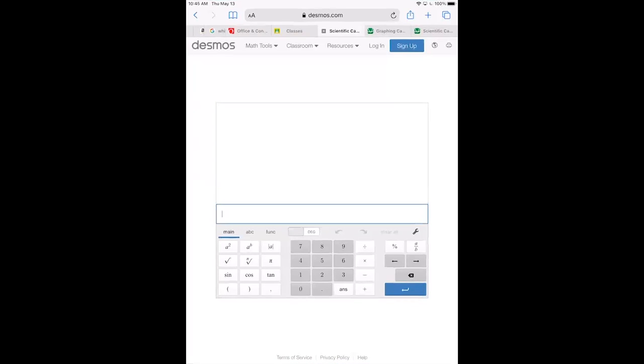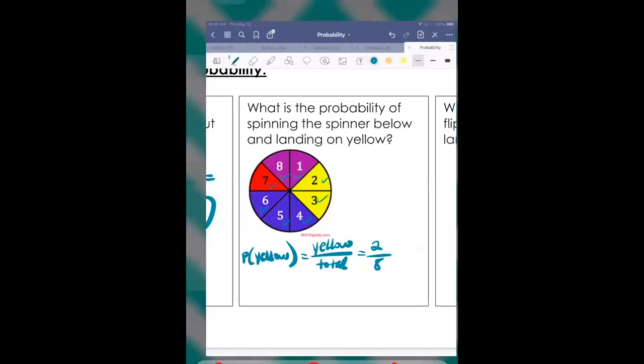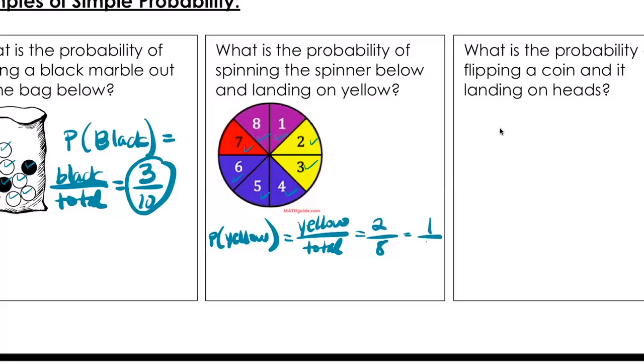Let's use Desmos. Make a fraction, 2 out of 8. No decimals, fraction, 1 out of 4. So 2 out of 8 simplifies to 1 over 4. Therefore, the probability of spinning yellow on this spinner is 1 out of 4.